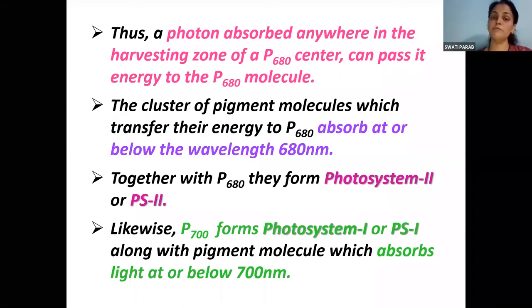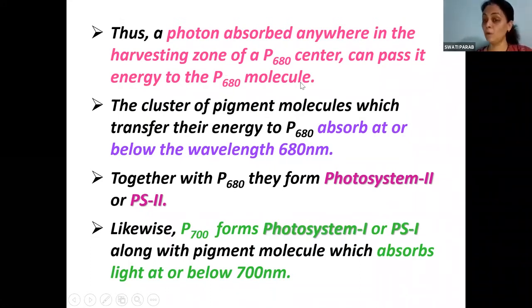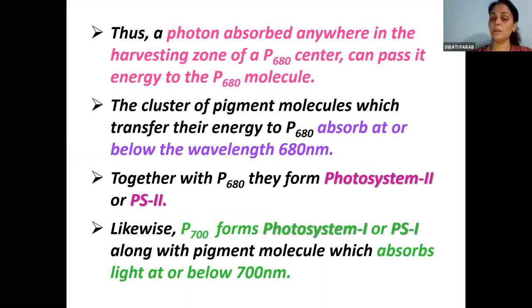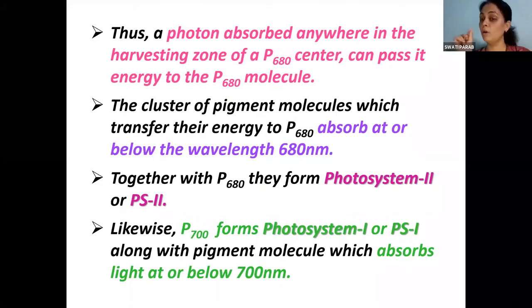So if the photon, the light, is absorbed anywhere in the harvesting zone of the P680 center, then only it will pass the energy to the P680 molecule. P680 is a molecule of chlorophyll. Then when you come down, the cluster of pigment molecules will transfer this energy to P680, or below the wavelength of 680 nm. 680 nm is the unit for wavelength.